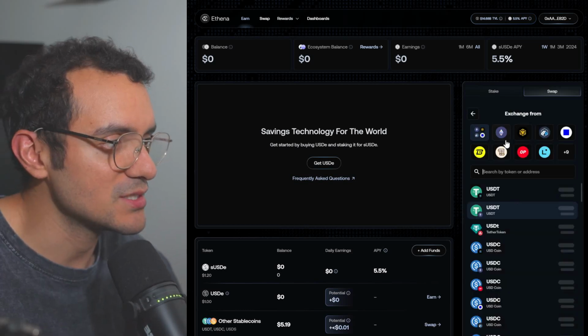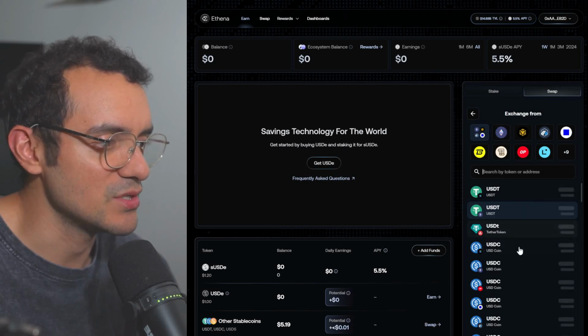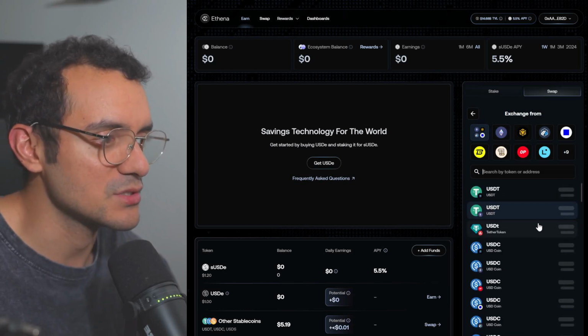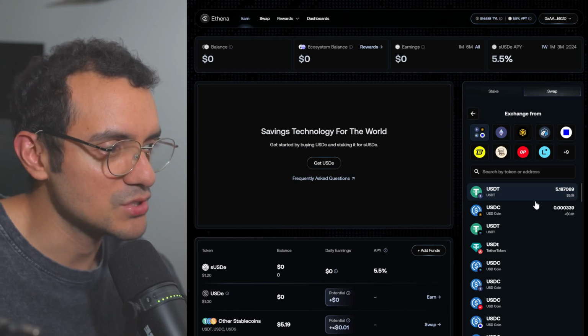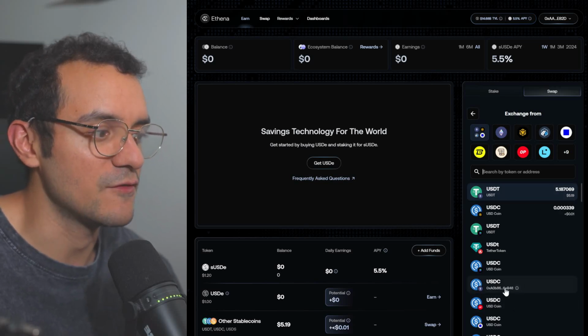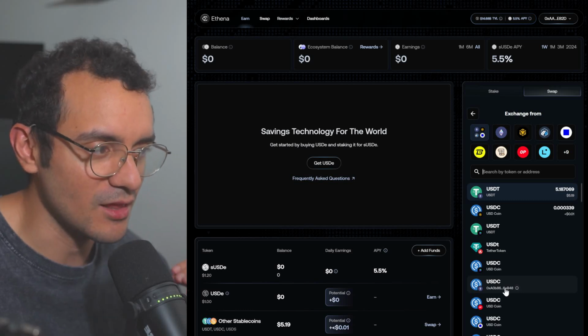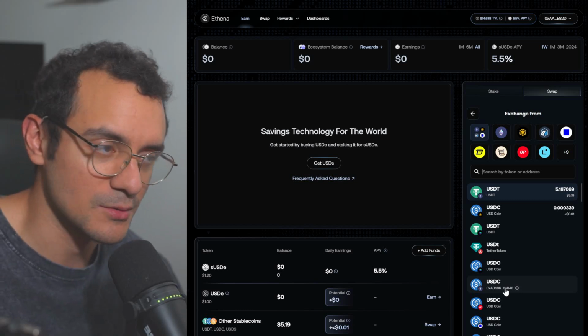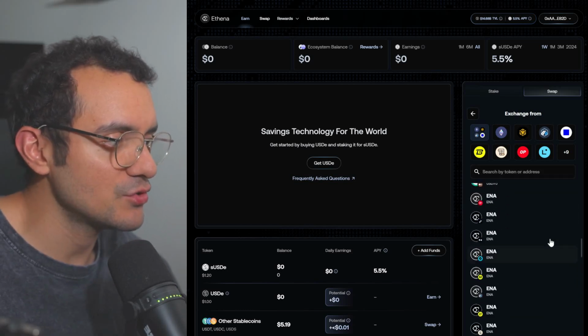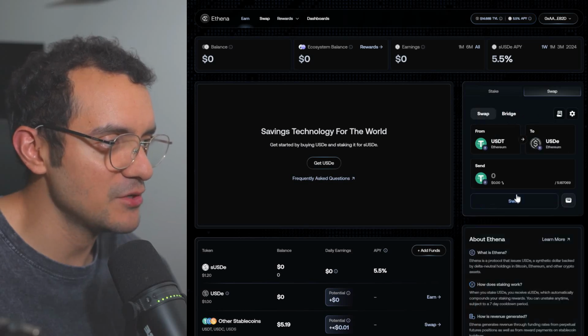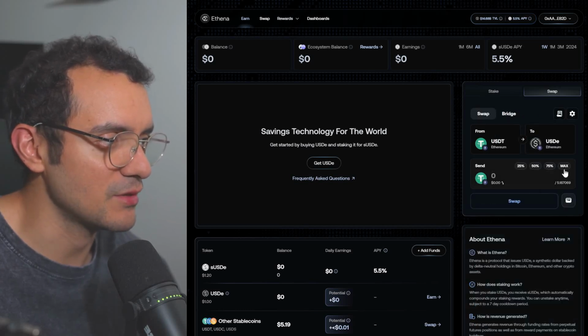Okay. So here you can select USDT, you can select USDC from a lot of networks, but we are going to use USDT or USDC from the Ethereum network. So your tokens must be in the Ethereum network in your wallet. Okay. So for this example, I'm going to select the USDT that I have here, and then I'm going to put everything max.